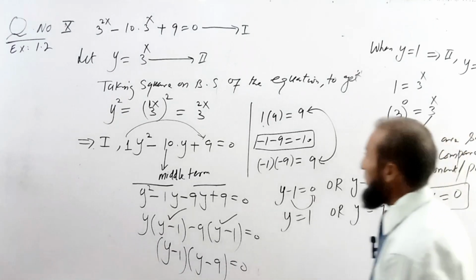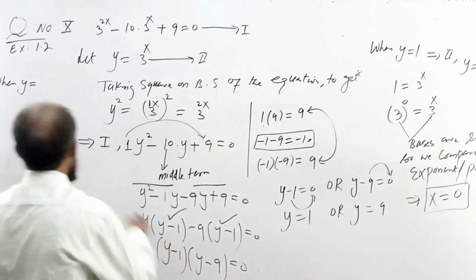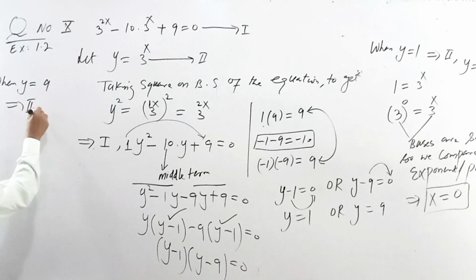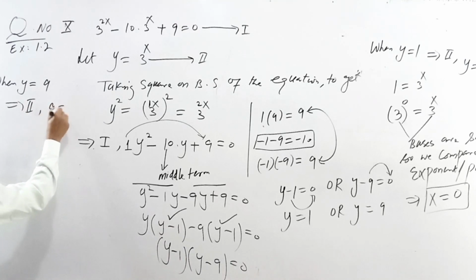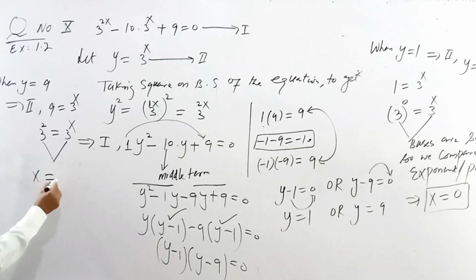Similarly, when y is equal to 9, equation number second becomes y is equal to 9, 3 power x. That means that we can write here 3 power 2 is equal to 3 power x. So bases are once again same. That means that we compare, bases are same.